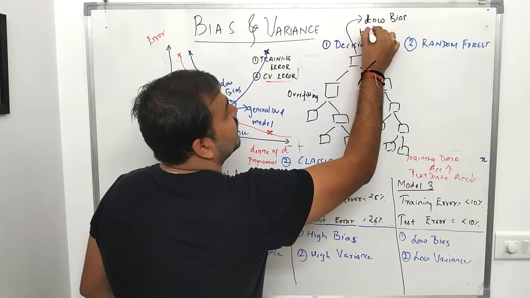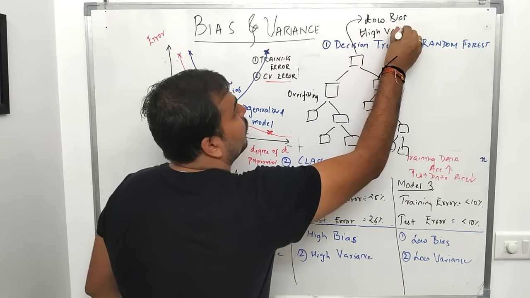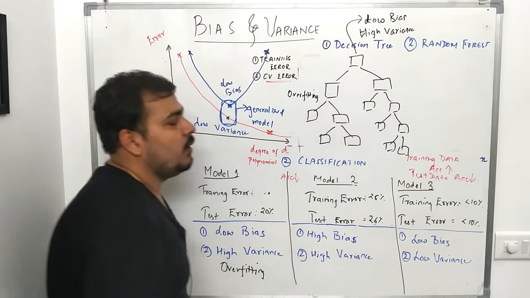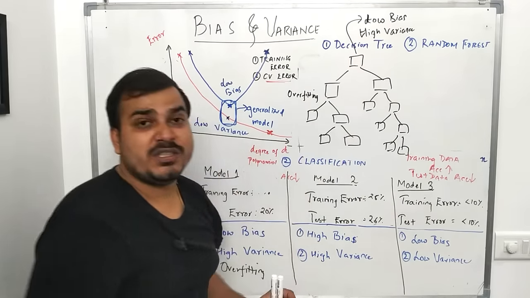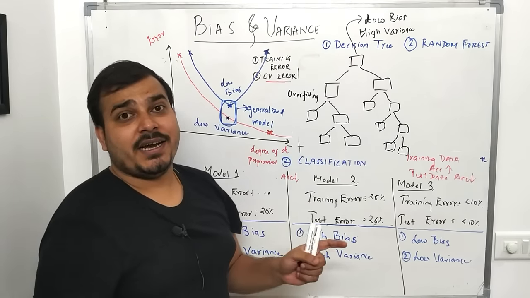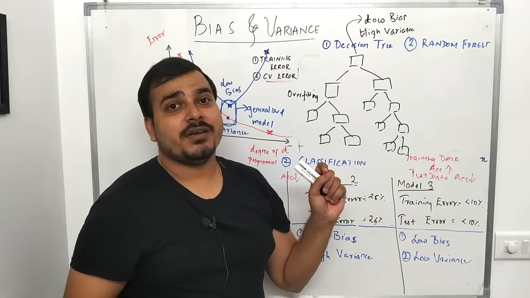This decision tree basically has a scenario of low bias and high variance, because we are just training on the training data itself, and we have split it to its complete depth. For the test data, definitely this is not going to give a very good result.